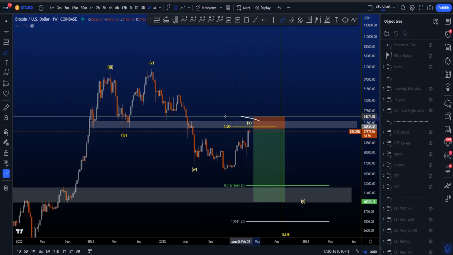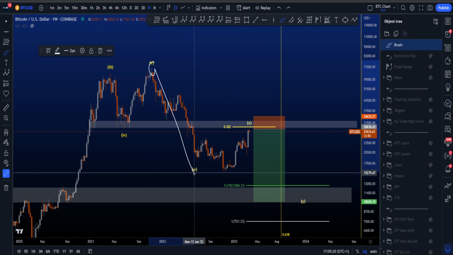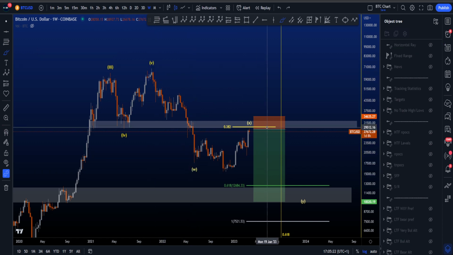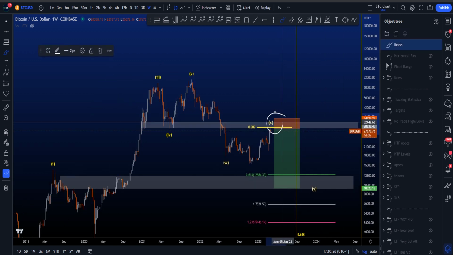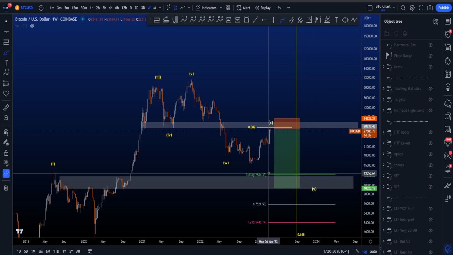Now over here, the minimum target for wave X is usually the 382 fib taken from the all-time high to the low of W, which sits at about 29.6k. We would then be looking for a potential short trade to the downside for a wave Y, with a minimum target for wave Y being 12.6k.